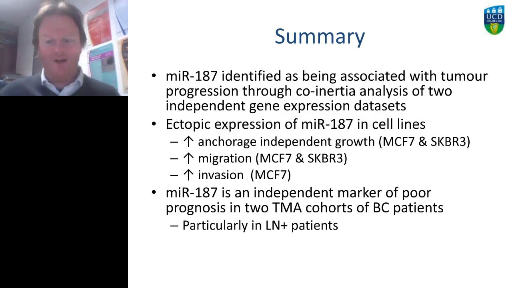So anyway, I hope that has given you some insight into the kind of work that we do here in UCD and how we've used tissue microarrays to examine large amounts of cancer samples and validate our biomarkers using those.